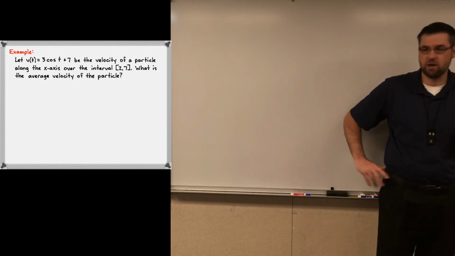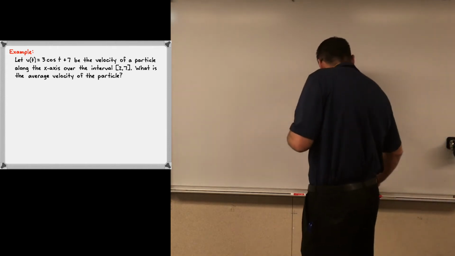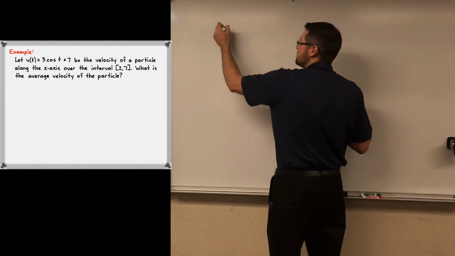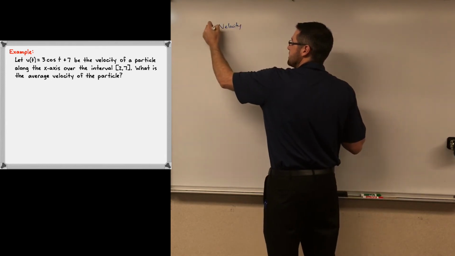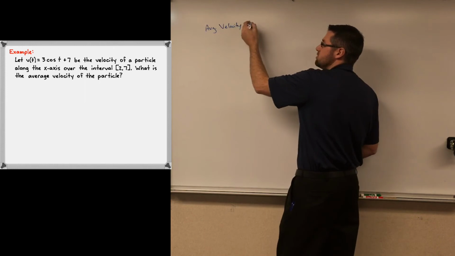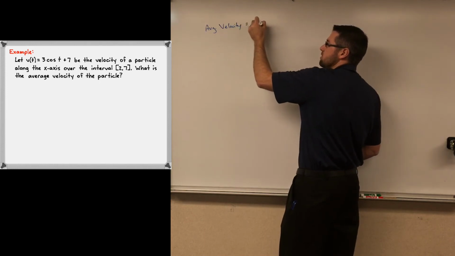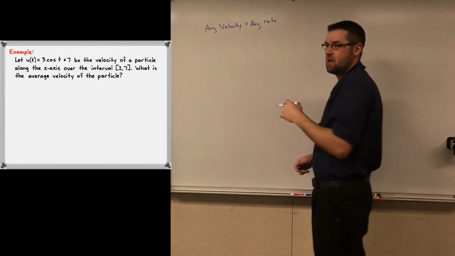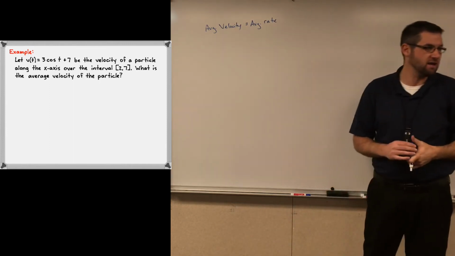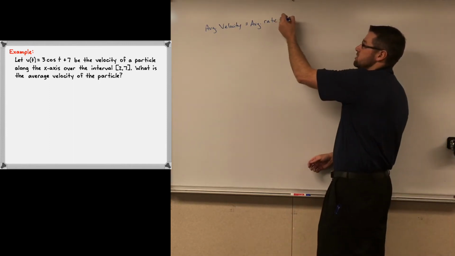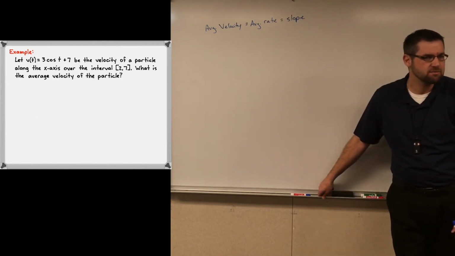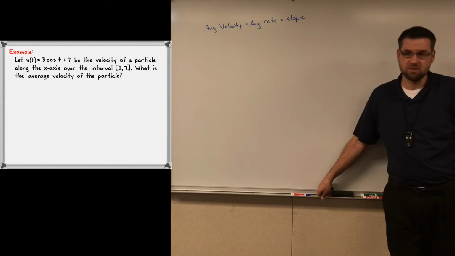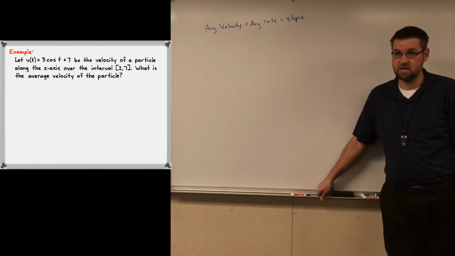If I'm looking for average, okay, let's take a step back. If I'm looking for average velocity, we would say that is equivalent to the, what's another word for velocity? Yeah, we're taking a step back. We're going step by step. Average velocity is average rate, right? Which is equal to just the slope. But the slope of what? The position function. You get what I'm saying?